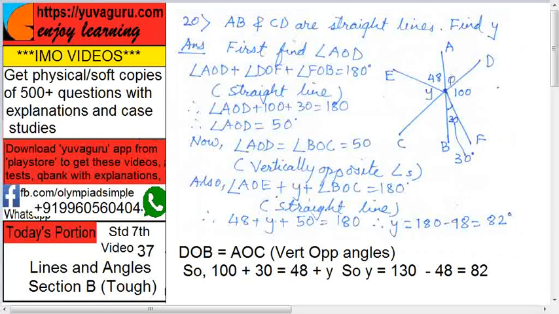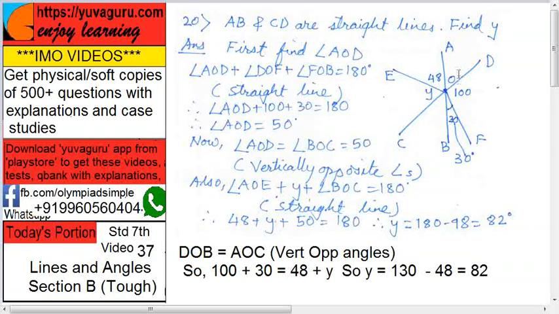So AOC and DOB, these two angles are vertically opposite angles, hence they will be equal. So what is AOC now? But let's find DOB first. What is DOB? DOB is 100 plus 30, that is 130. Then what is AOC? 48 plus Y. So just find Y. Take 48 on this side. This becomes 130 minus 48. That is 82. That is method number 1.